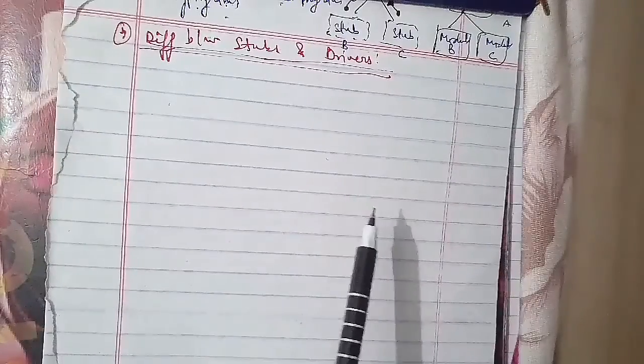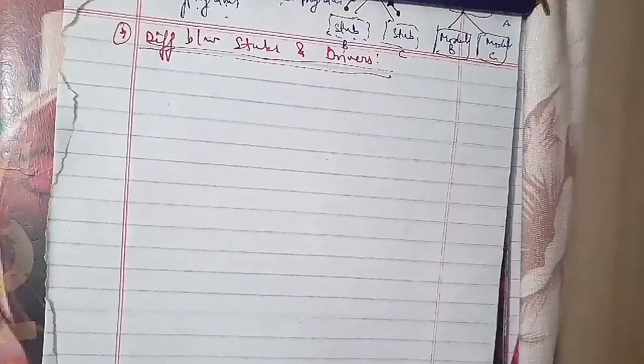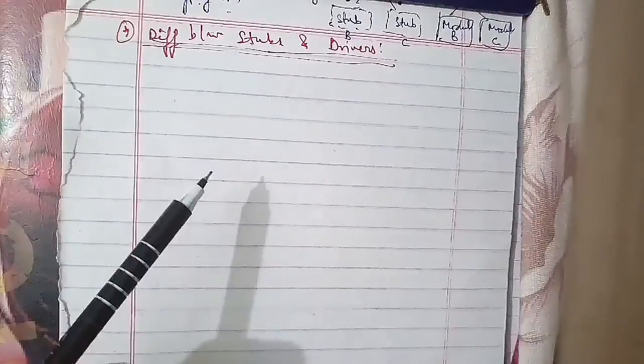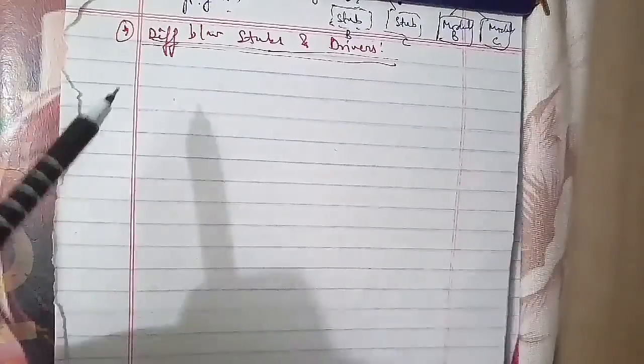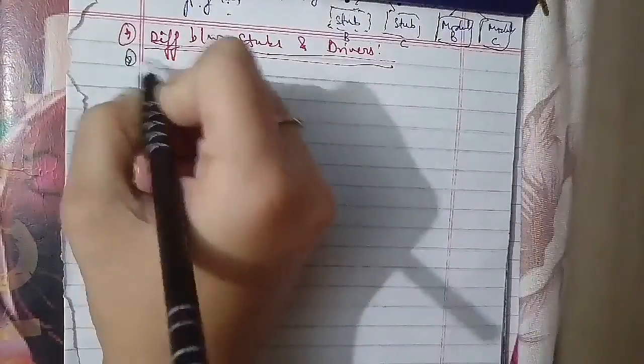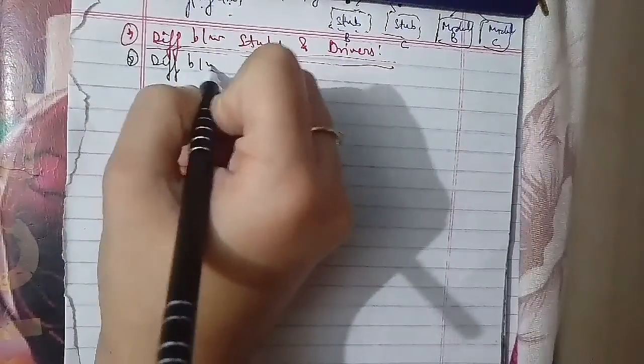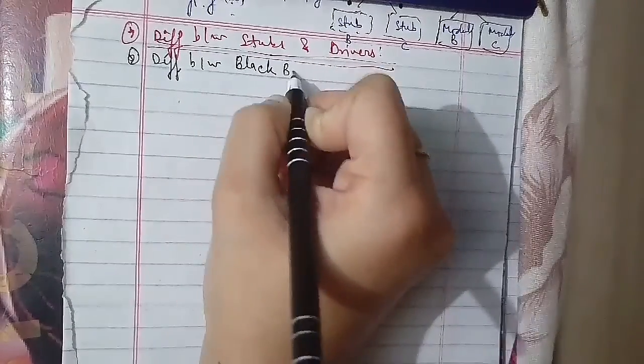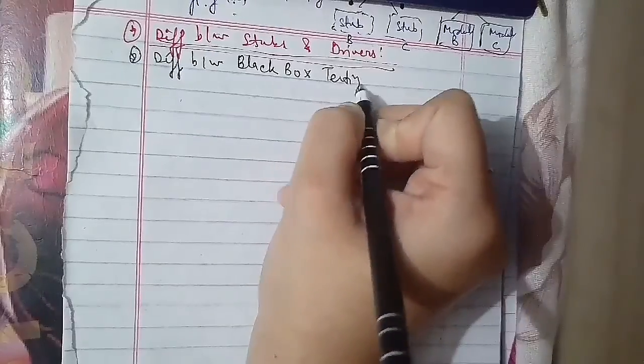So let's go ahead, and that is the difference between black box testing and white box testing. In terms of the difference between black box testing and white box testing, black box testing is called behavioral testing, and white box testing is called glass box testing as well.